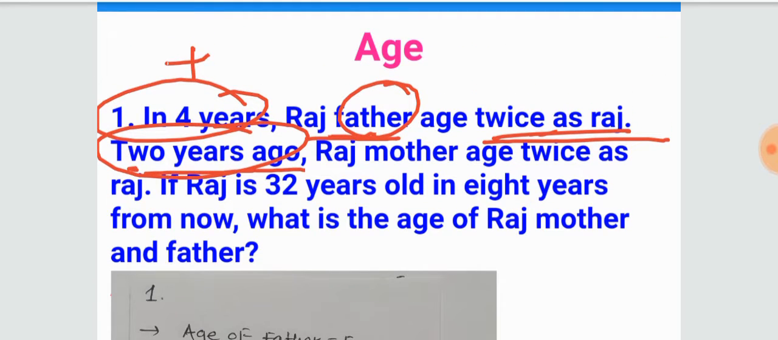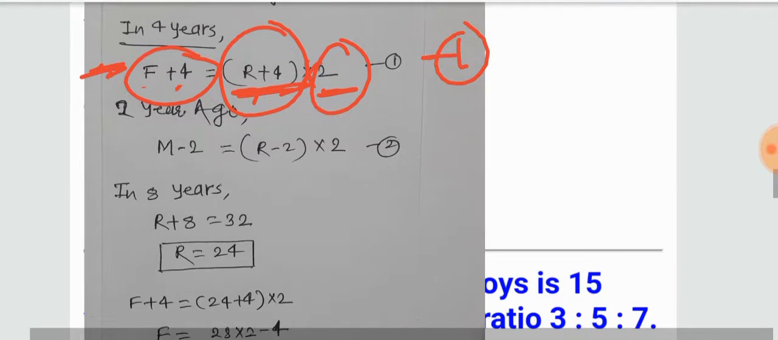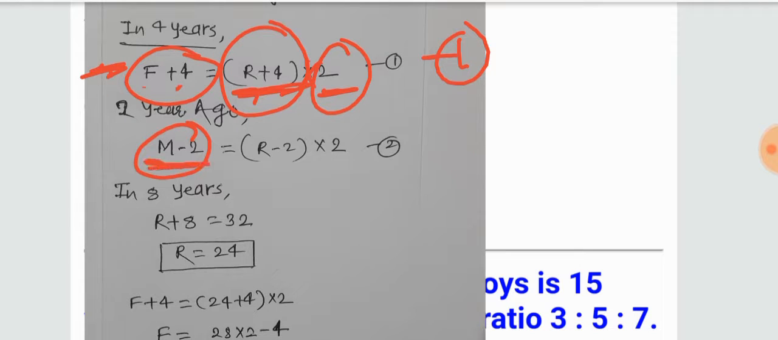2 years ago, age should be age minus n, x minus n. Here it should be minus. Raj's mother's age is twice the age of Raj. Let's put it into the equation. 2 years ago, age of mother should be m minus 2. Age of Raj should be r minus 2, and it's twice.